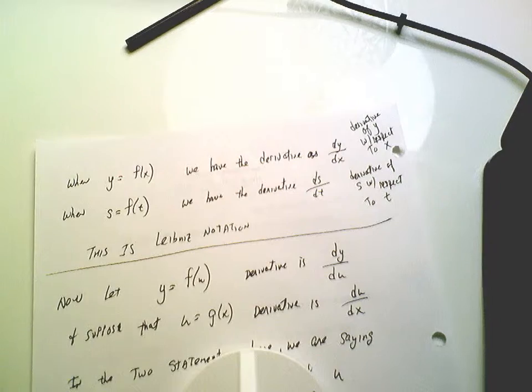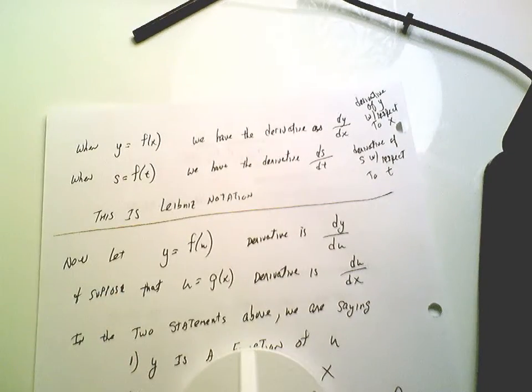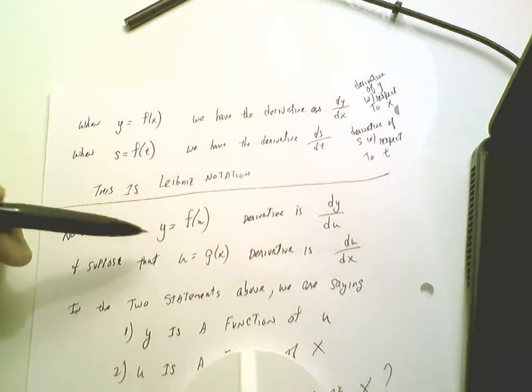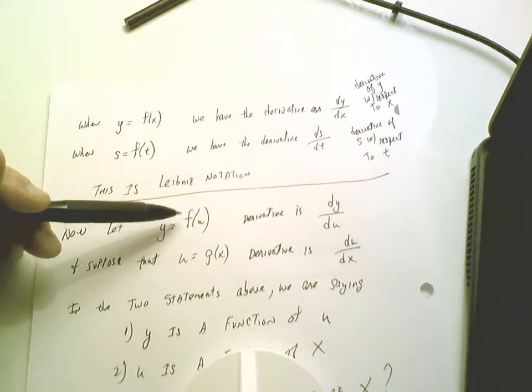Now, let's do something a little bit more complicated. We're going to start talking about that inner and outer function. I'm going to say that y can be written as a function of variable u.